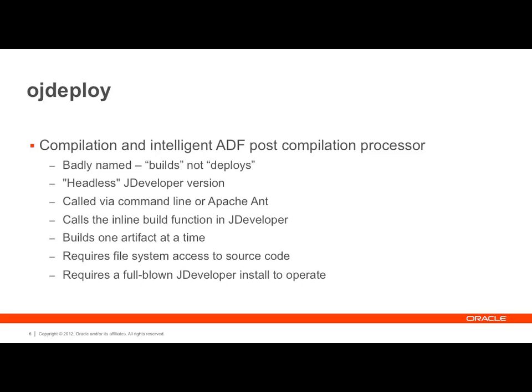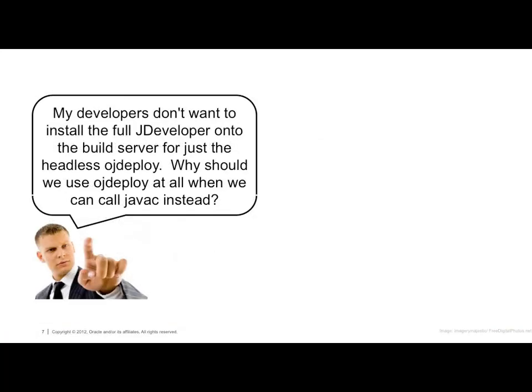It's not a utility that sits there by itself. It is actually the full-blown JDeveloper version just running in headless mode. Now this creates one of the contentious points about ojdeploy for some of our customers out there: if I want to use ojdeploy on, let's say, a continuous integration server such as Hudson, are you telling me that I have to go and install the full 1.8 gigabytes of JDeveloper? Yeah, we are telling you that.